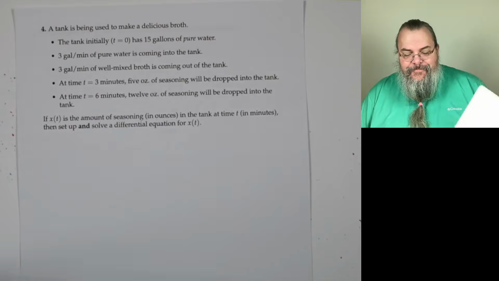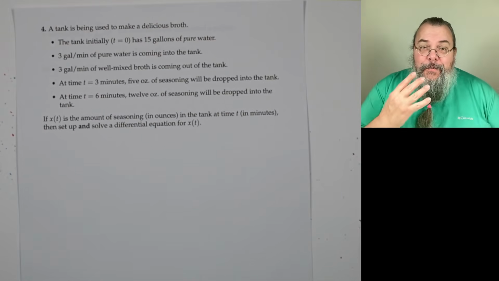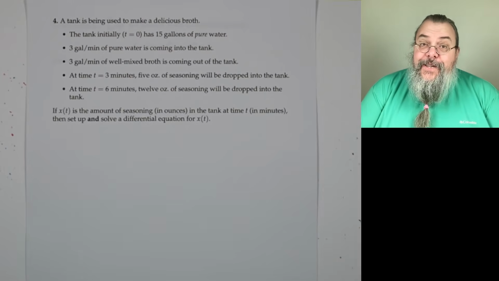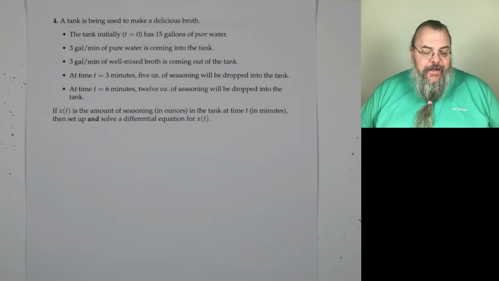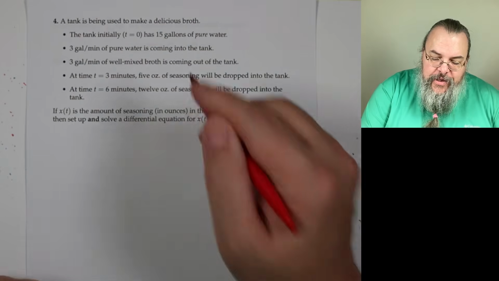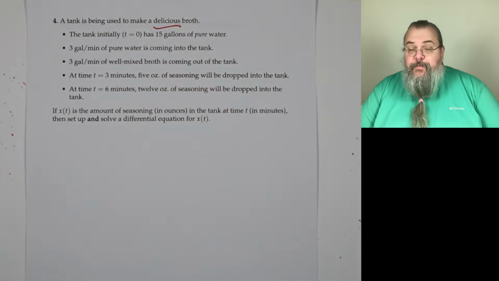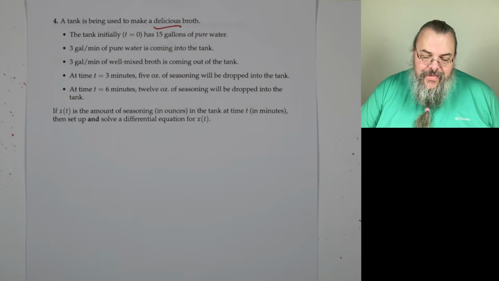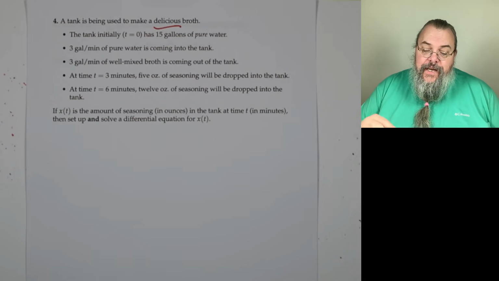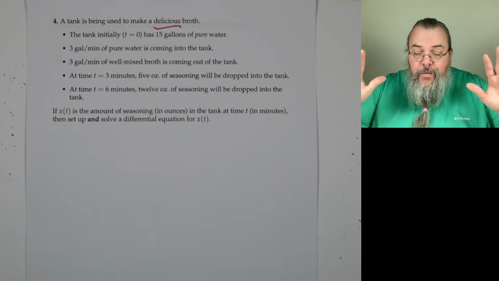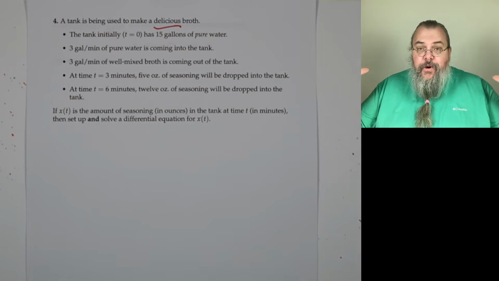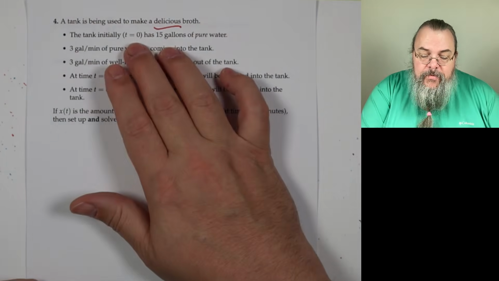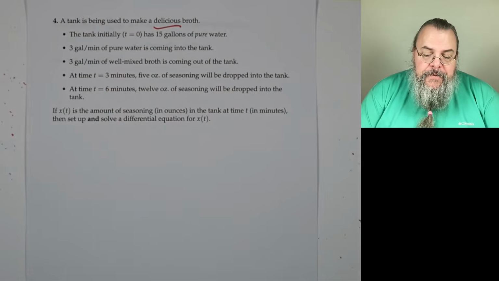We can handle it. Number 4. A tank is being used to make a delicious broth. Well, I am glad to hear that our broth is delicious, because I wouldn't want to make an undelicious broth. That's just not cool. The tank initially has 15 gallons of pure water. All right, just plain water. And so this gives us some initial information. We'll see how that comes in a moment.